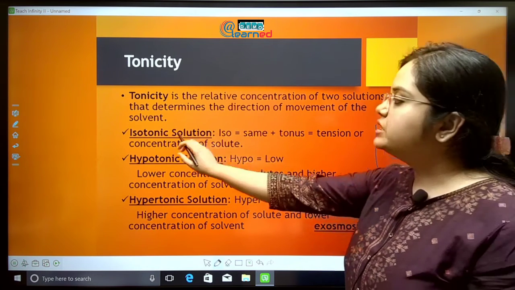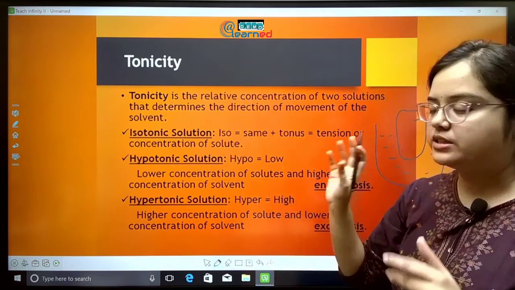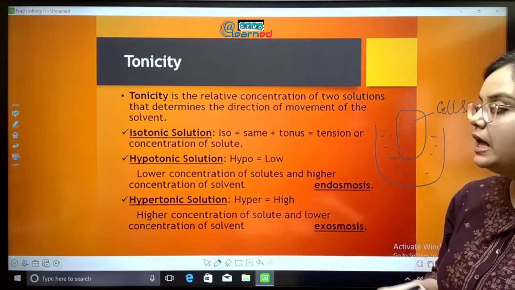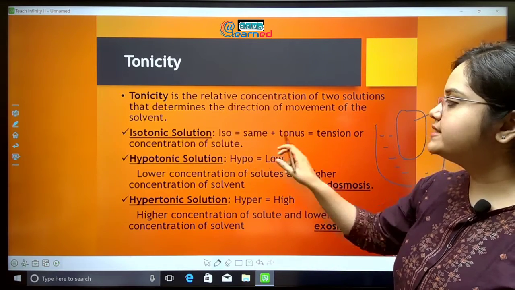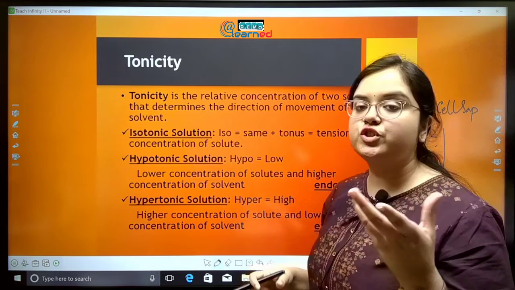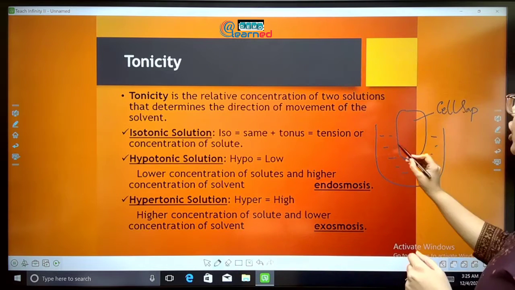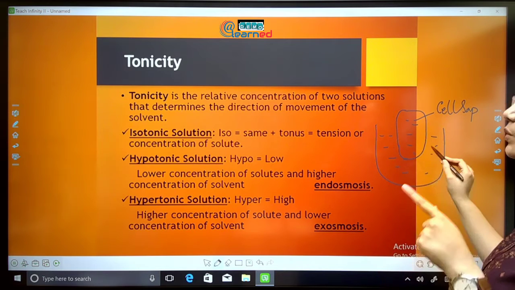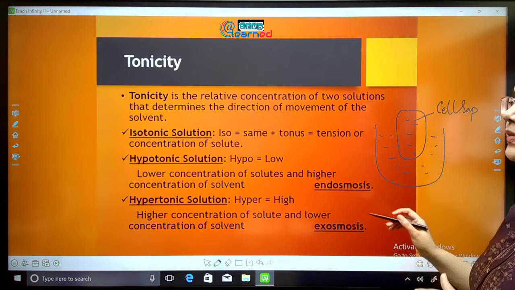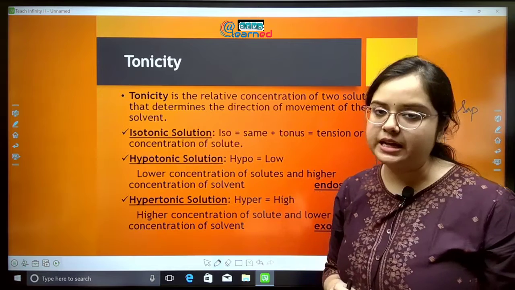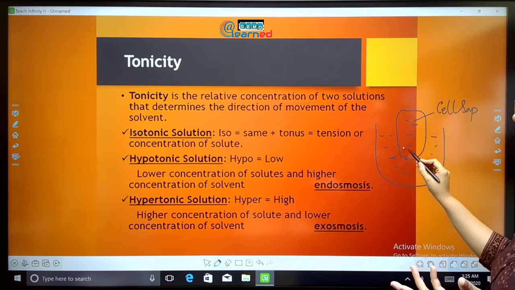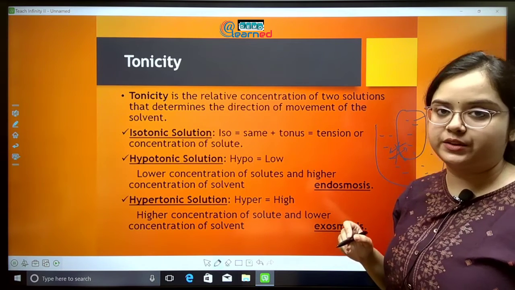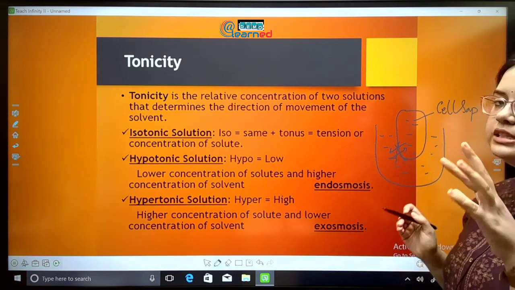Okay. Now, tonicity is the relative concentration, and it has some types. One is isotonic solution, where iso means same and tonus means tension or concentration of the solute. When the solute concentration in the cell and in the medium in which it is immersed are both the same, then it is known as an isotonic solution. That means the water will neither move in nor move out. No osmosis is taking place here. Why? Because the concentration of both is the same.